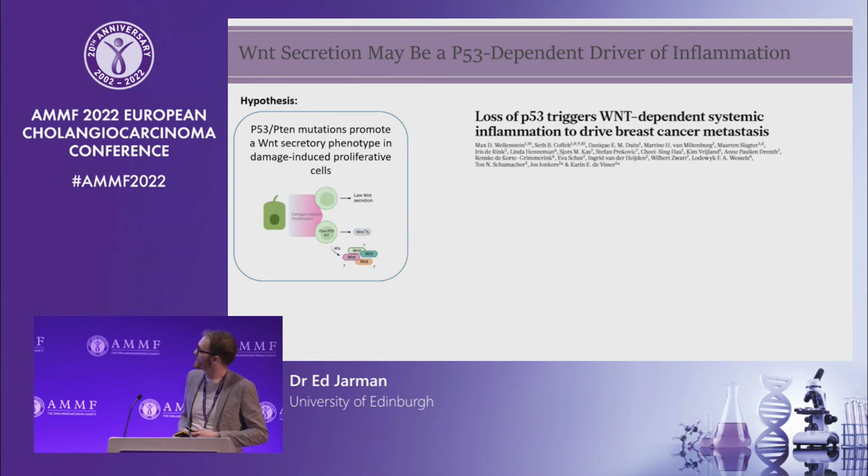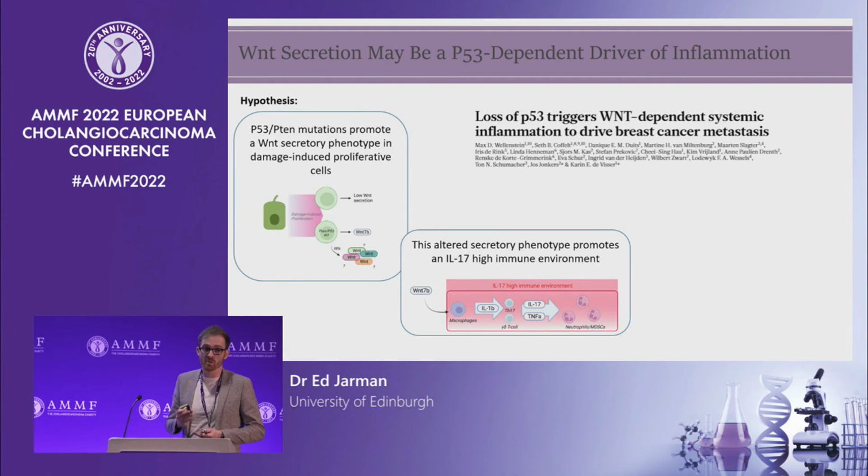So what we suspect is that P10 and P53 mutations in these cells are promoting a Wnt secretory phenotype specific to this damage-induced proliferative population. So this can be a potentially first point at which this intersection of damage and tumor suppressor loss leads into a novel tumor-promoting phenotype. We need both the damage to drive proliferation and the P10 and P53 loss to cause this aberrant proliferative phenotype with Wnt secretion as a feature.